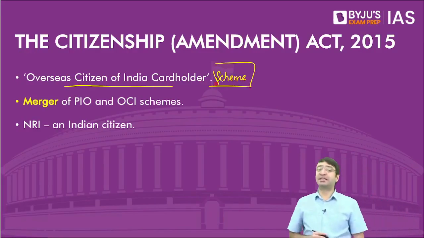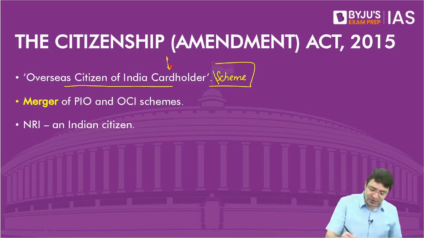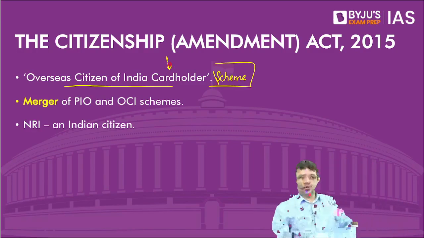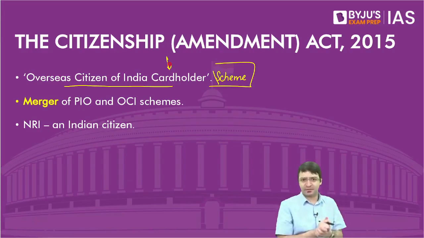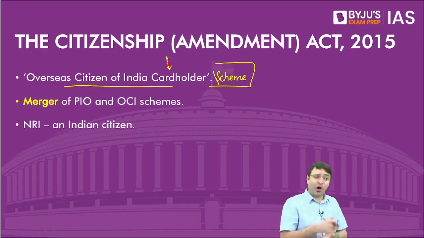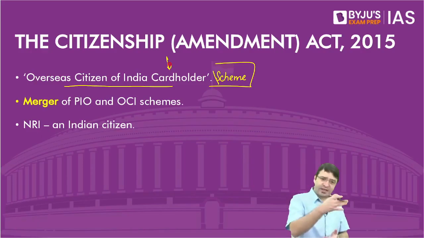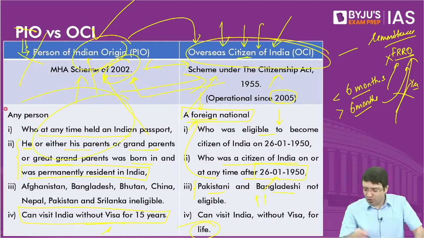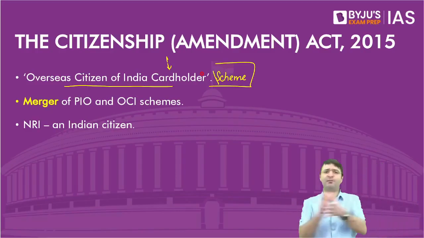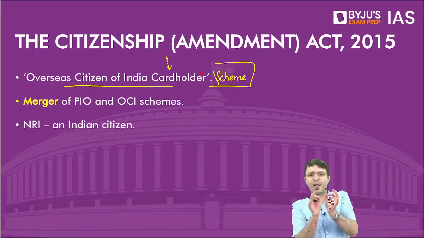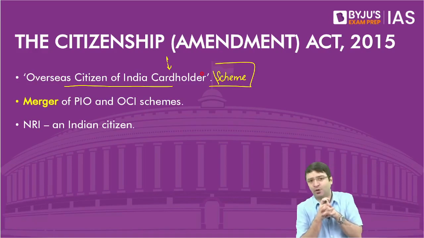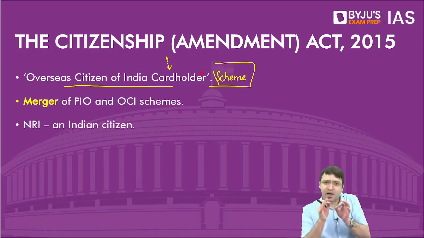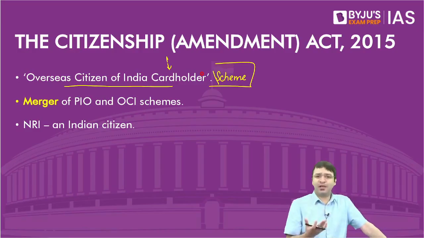That means you are not an overseas citizen of India, you are an Overseas Citizen of India card holder, which means you were once eligible to become an Indian citizen, or you once held an Indian passport, or your parents were Indians or eligible to become Indians, or your grandparents were Indians or eligible to become Indians. All of you put together, whether the condition is PIO or OCI, you are eligible for one card known as Overseas Citizen of India card holder. And once you have this card, you can come to India without any visa for life.